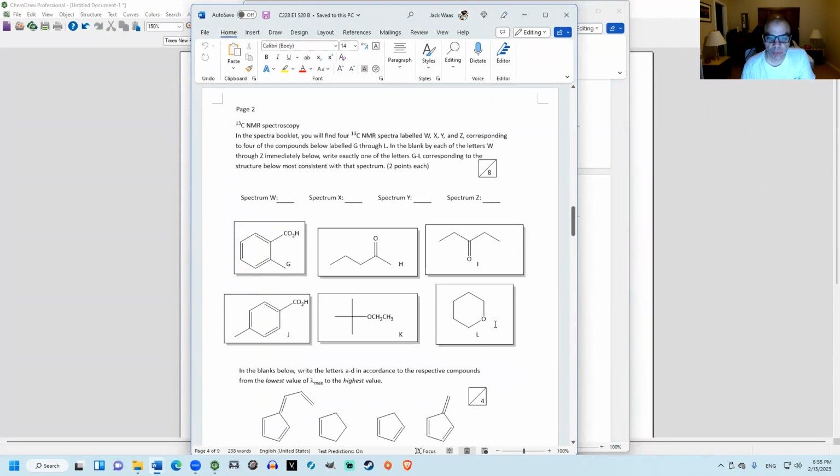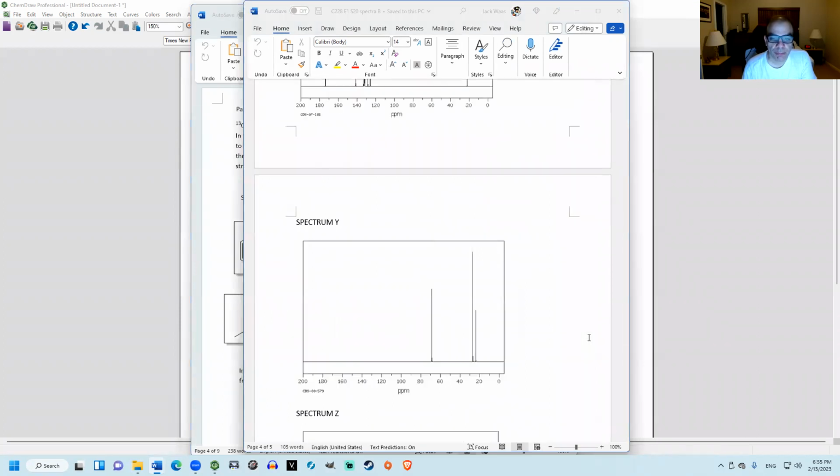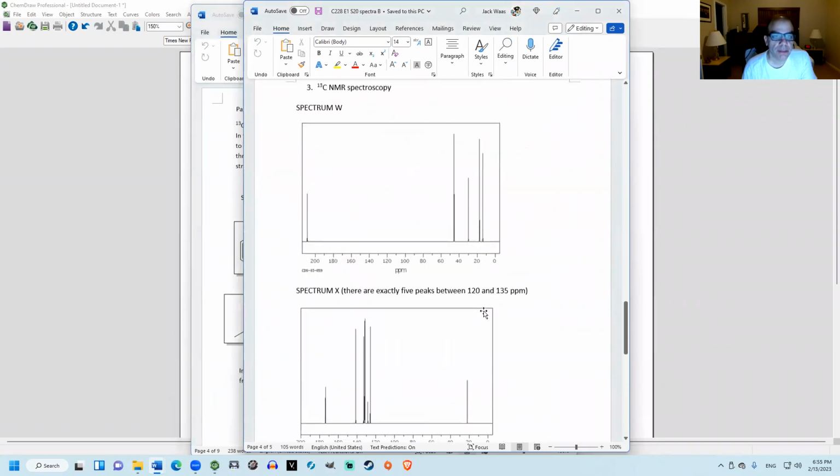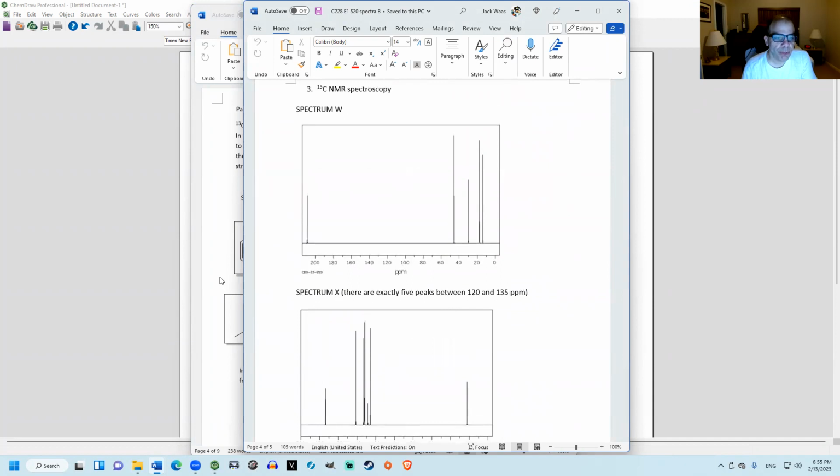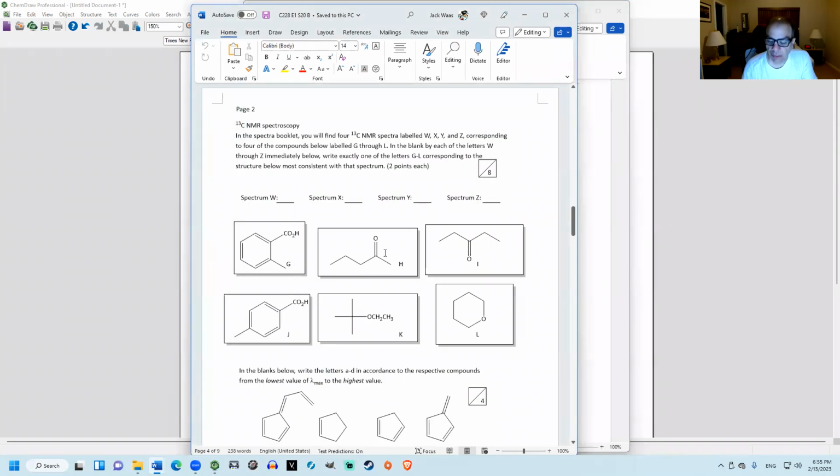And I think the only one that fits the bill is L, because K is more than 3 types of carbon. K has 4. L has 3. These 2 are the same. These 2 are the same. And that's CH2. What was spectrum W? Spectrum W was H.